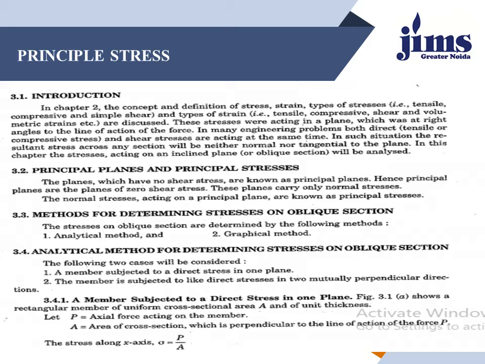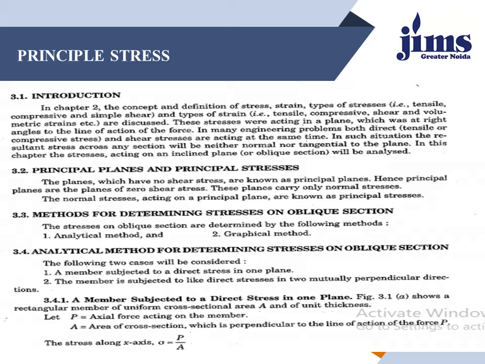Next is the method for determining stresses on oblique sections. The stresses on oblique sections are determined by the following methods: the graphical method, that is Mohr's circle, and the analytical method. So, analytical method for determining stress on an oblique section. The following two cases will be considered. The first one is a member subjected to direct stresses in one plane. The second one is a member subjected to direct stresses in two mutually perpendicular directions.